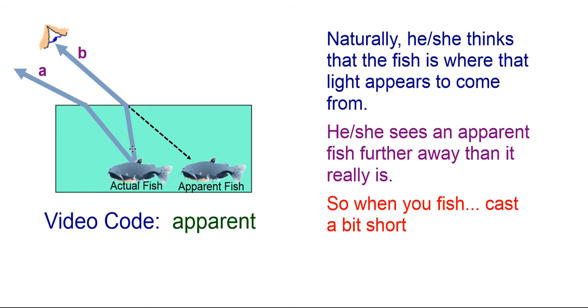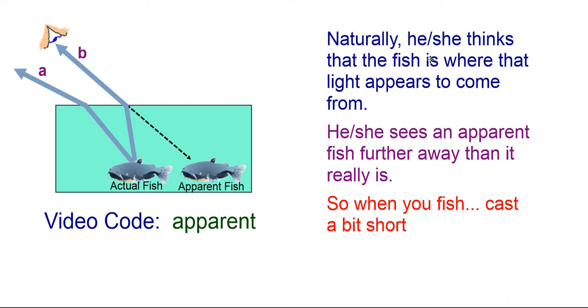So this light is being reflected off this fish. It bends and it goes into the eye. The actual fish is here. Because it comes straight into the eye this way, the eye thinks the fish is back here. That's your apparent fish. So when you're looking at this fish, you think he's there, right here where I'm pointing. He's not there. He's here. And here's your video code, apparent.